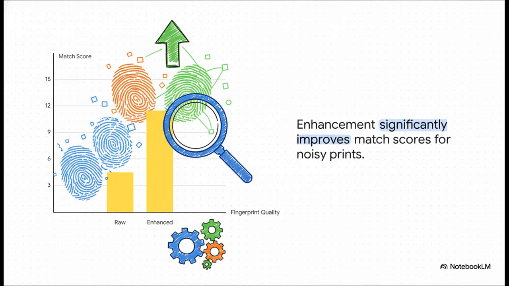But hey, does it actually work? This chart proves it does. It's showing the match scores from two different automated fingerprint ID systems. The blue and orange bars, those are the scores for the raw prints. They're really low. The green and gray bars are the scores after our enhancement, and they are way higher. So the takeaway is this. The process doesn't just create a prettier picture. It creates a fingerprint that computer systems can actually identify.